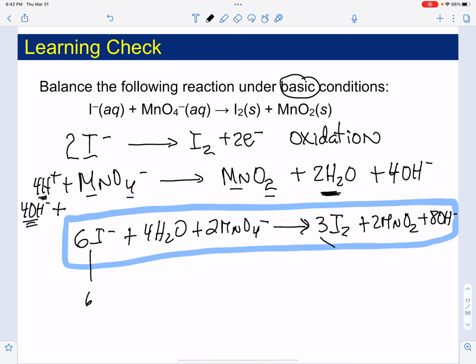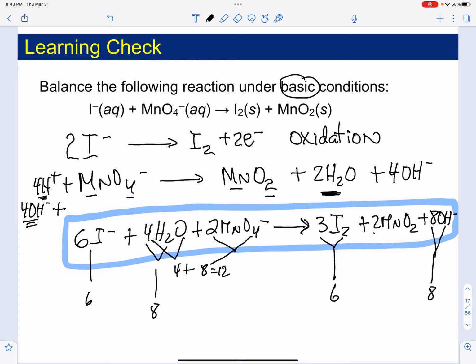6 iodide, 6 iodide, 8 hydrogens, 8 hydrogens, 4 oxygen plus 8 oxygen equals 12 oxygens, 4 oxygen plus 8 oxygens equals 12 oxygens, and 2 manganese and 2 manganese. So all the atoms are balanced.